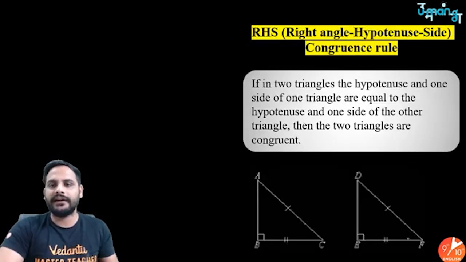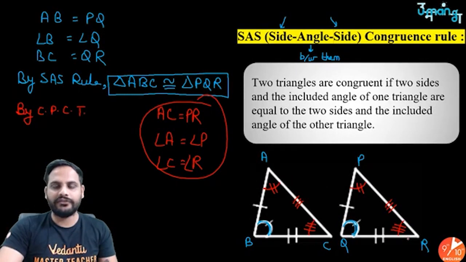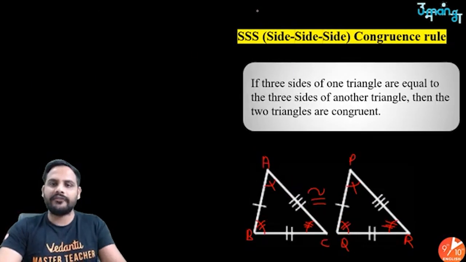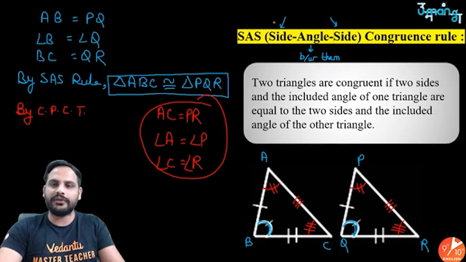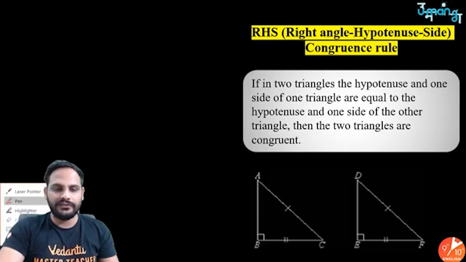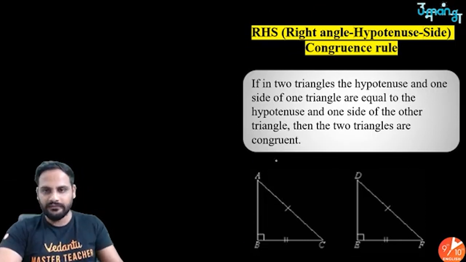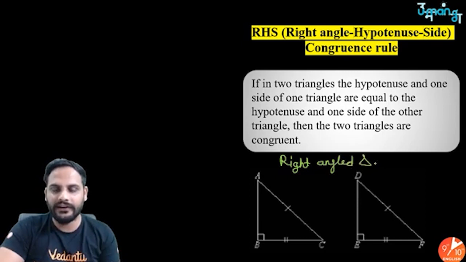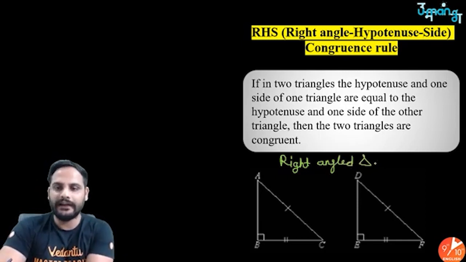The third is right angle hypotenuse side rule. Now remember, the first two rules which I have told you, side angle side and side side side, these are for any triangle. Any two triangles, you can prove them congruent by these rules. But this rule, right angle hypotenuse side rule, is only for right angle triangles. Only for right angle triangles, nothing else.